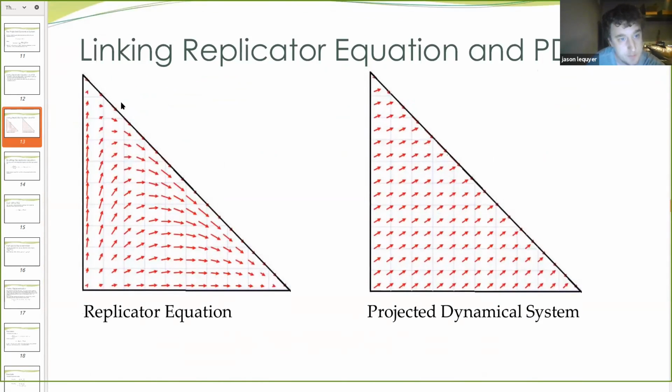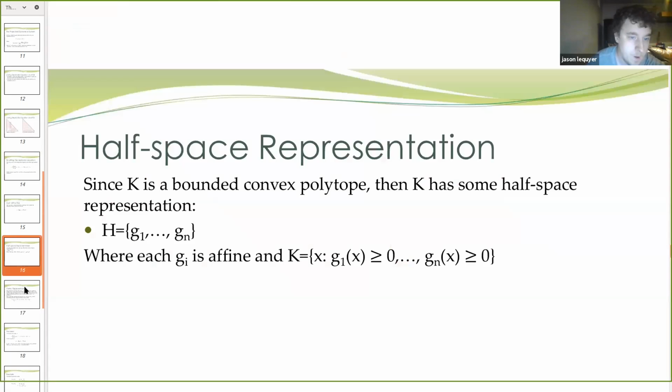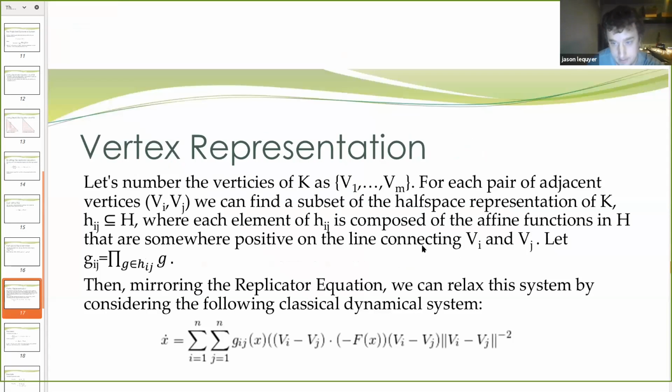we want to multiply the half space representation of this edge by these two summands, so that when it arrives at this boundary, these zero out and it doesn't end up projecting out of the shape. We don't want it to leave the constraint space. So we take these half space functions, multiply them together, and mirror the replicator equation.